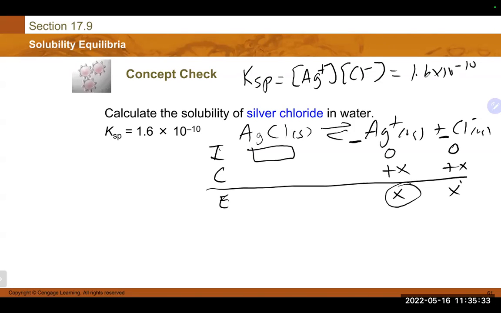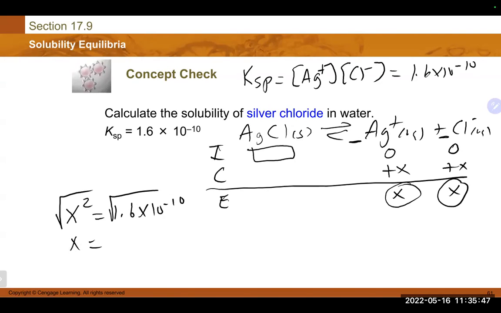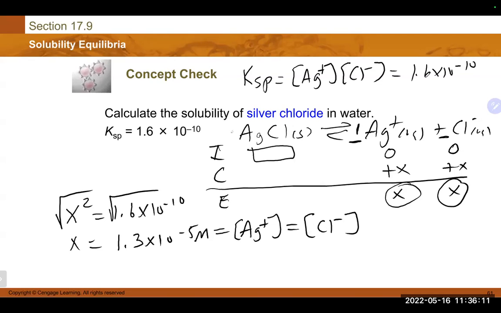Once again, the goal here is to solve for x. So we're going to put that into our Ksp expression, which will basically give us x squared is equal to 1.6 times 10 to the minus 10. Square rooting both sides there will give us 1.3 times 10 to the minus 5, which if we go back to our table, is equal to the concentration of silver, and it's also equal to the concentration of chloride, and it is a 1-to-1 relationship between those two, which means it is also the concentration of silver chloride at equilibrium as well, since everything is a one-to-one relationship.